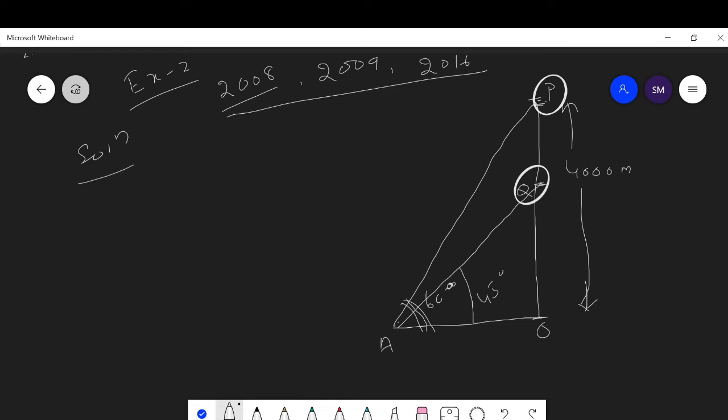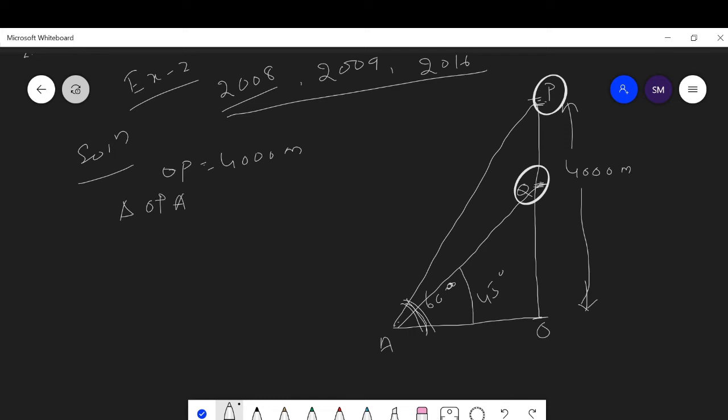Let us consider the solution. At first try to understand the question, then according to the question draw the diagram perfectly. When you draw the diagram perfectly, then you can solve the question. OP is equal to 4,000 meter, because the question says that the airplane is flying at a height of 4,000 meter from the ground, and at the same time it passes over the aeroplane which is at the point Q, and the aeroplane at P creates the angle of elevation 60 degrees.